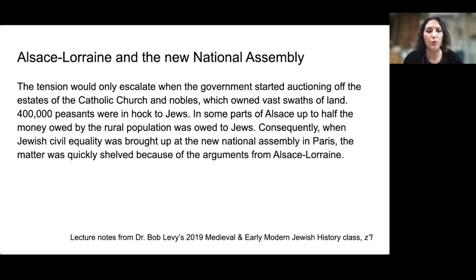The tension would only escalate when the government started auctioning off the estates of the Catholic Church and nobles, which owned vast swaths of land. 400,000 peasants were in hock to Jews. In some parts of Alsace, up to half the money owed by the rural population was owed to Jews. Consequently, when Jewish civil equality was brought up at the new National Assembly in Paris, the matter was quickly shelved because of the arguments from Alsace-Lorraine.